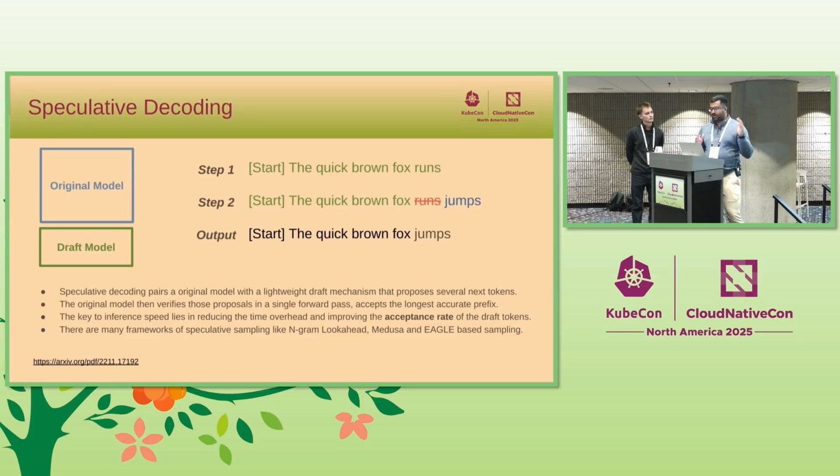So compared to standard model inference, this technique lets the system generate potentially multiple tokens at once, cutting the latency and boosting throughput without an impact on accuracy. But the efficiency of this technique depends on the ability of the draft mechanism to emulate the large model. There are many variants of this, like the n-gram look-ahead, Medusa heads, and eagle-based sampling.